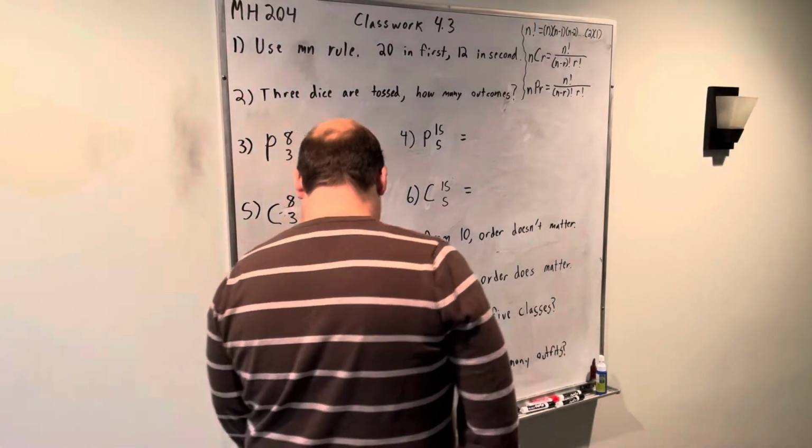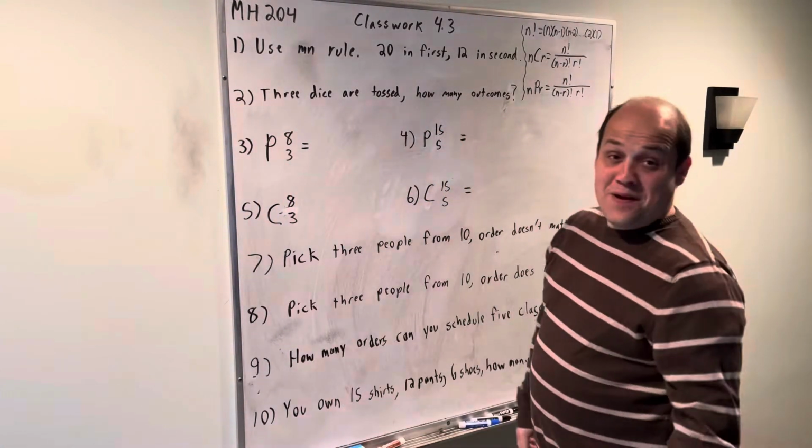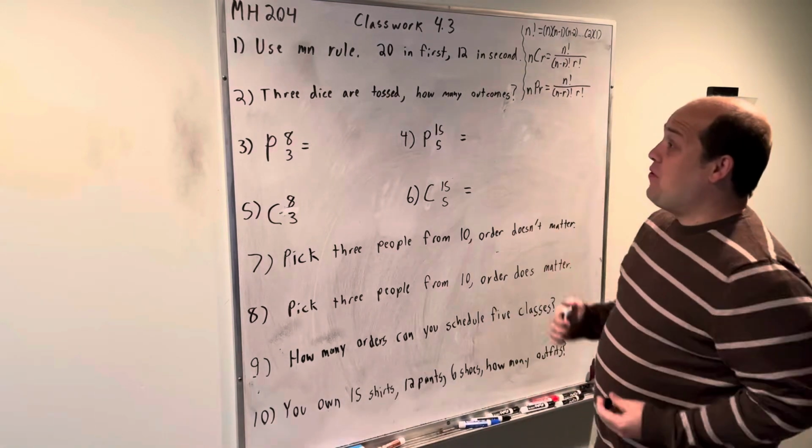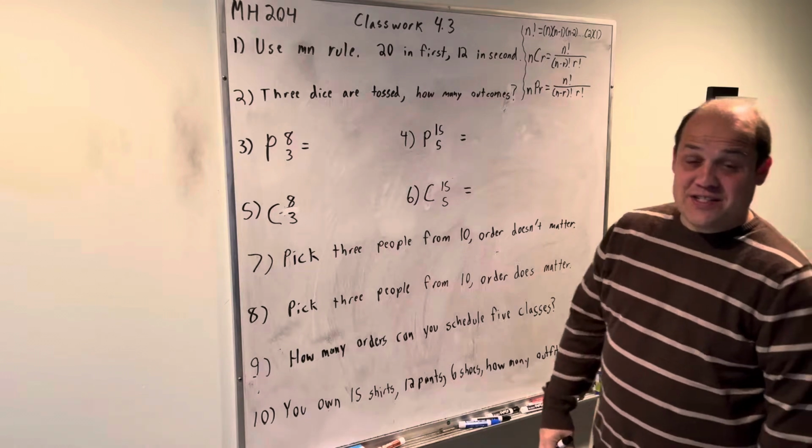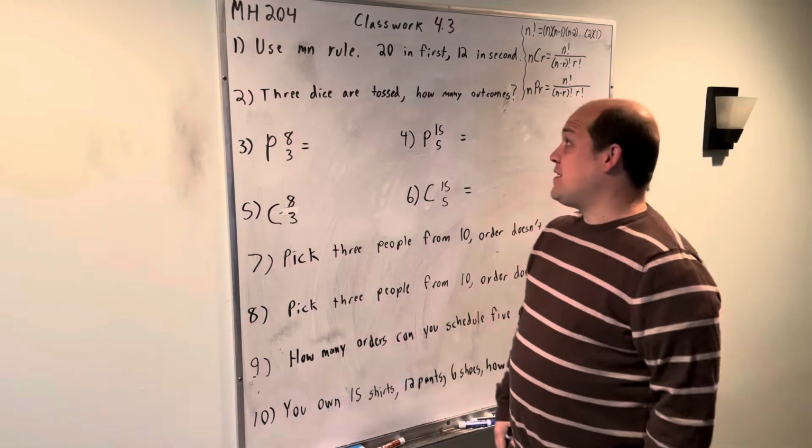So this is the first classwork for Statistics 2, MH204. We're going to go through using the MN rule, using permutations, and using combinations, all as ways of assessing probability.